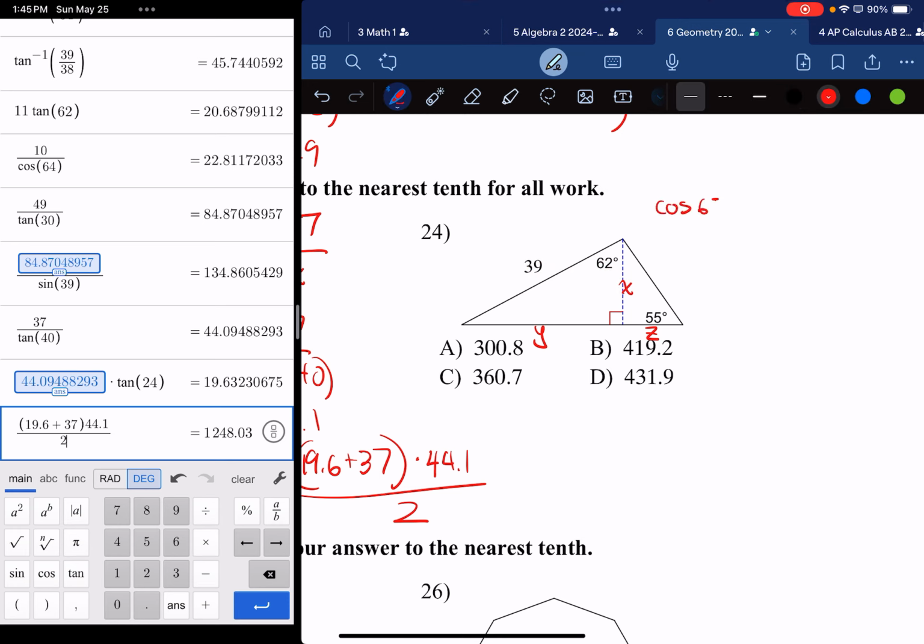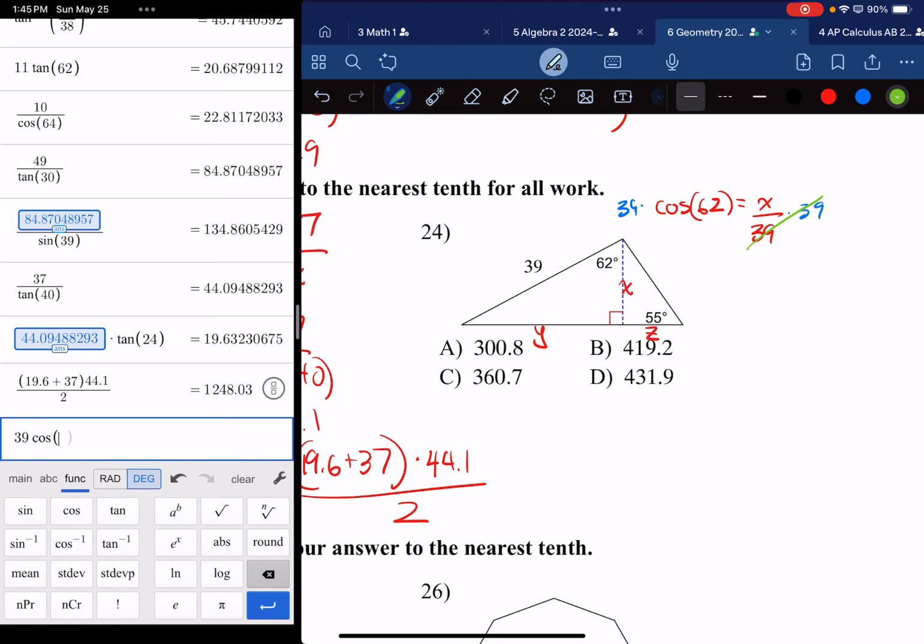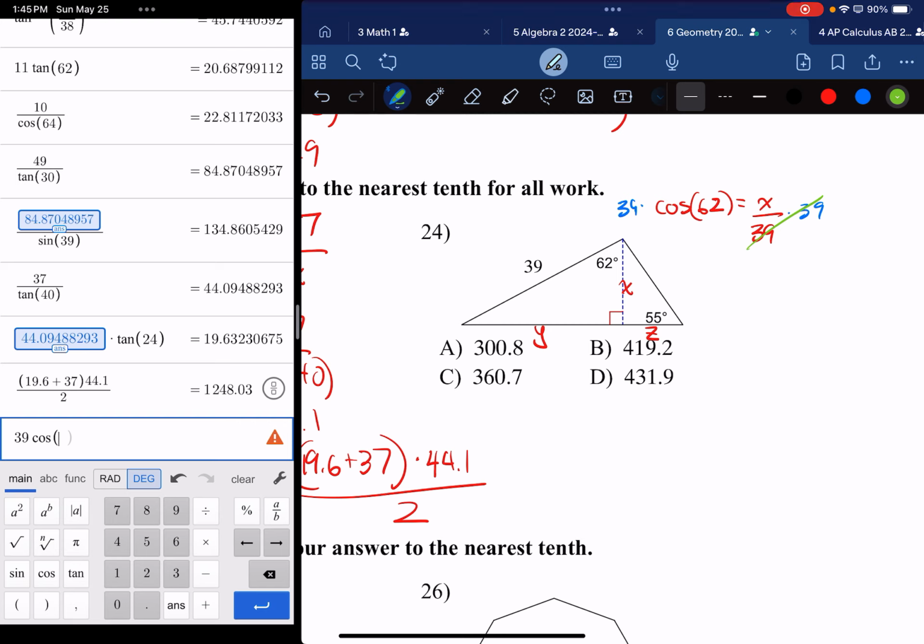Cosine of 62 will equal my adjacent over my hypotenuse, 39. To get rid of the 39, I'll multiply by 39 on this side, multiply the 39 on this side. It'll cancel out the 39s, and I can just type this in. I get 39 times cosine of 62, and that's going to be X will be equal to 18.3. Let's label that as 18.3 up here. And then I can find either Y or Z next. Let's go ahead and find Y next.